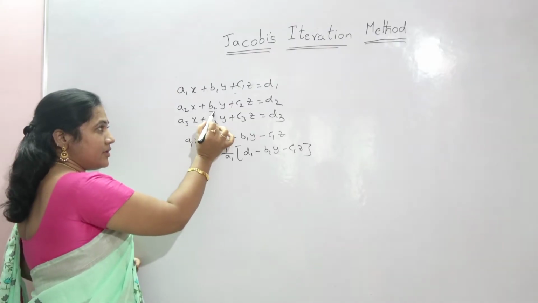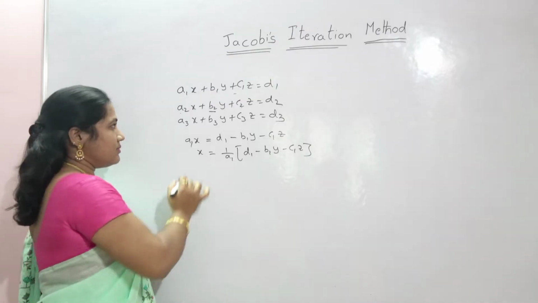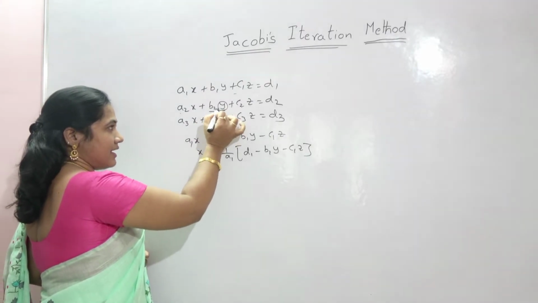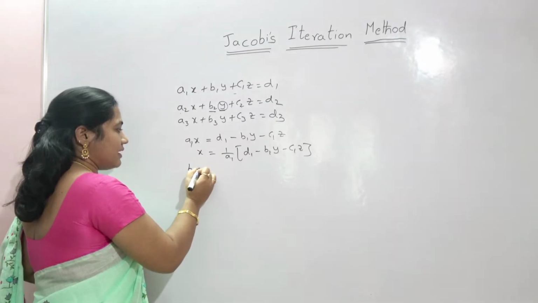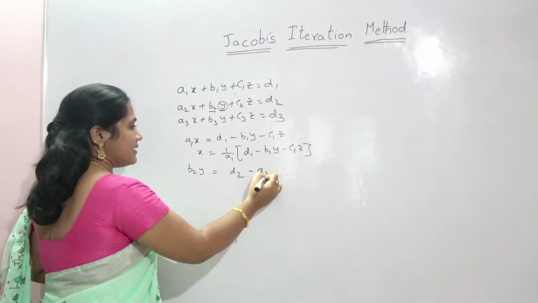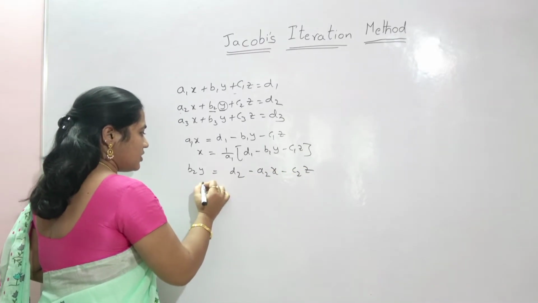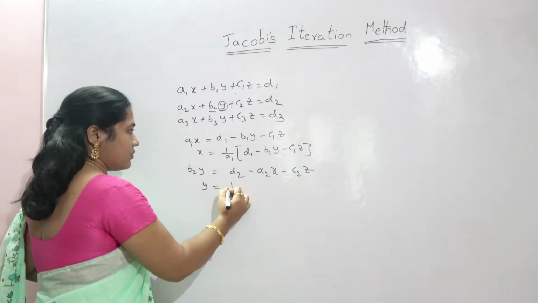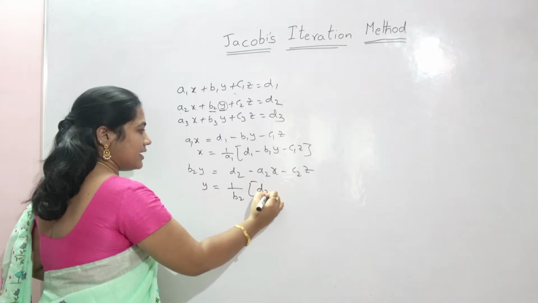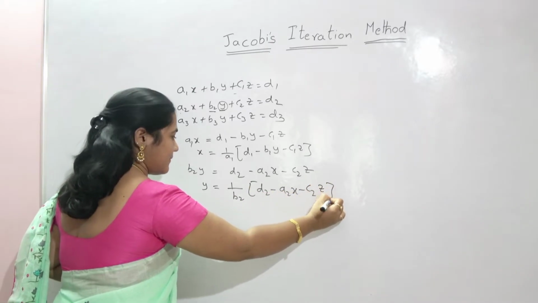And if b2 is higher than a2 and c2, then write this equation for y. So b2y equals d2 minus a2x minus c2z, or y equals 1 by b2 times d2 minus a2x minus c2z.